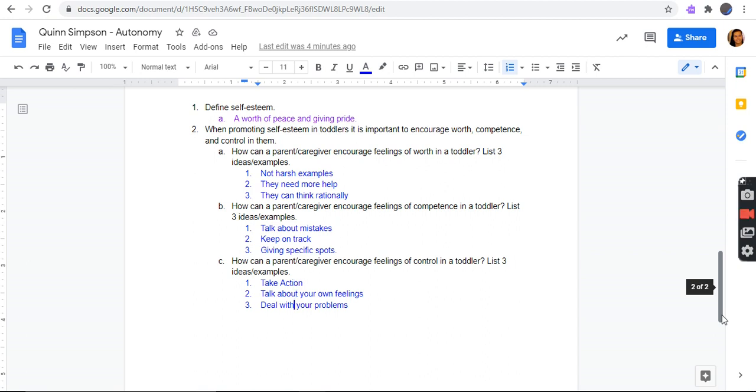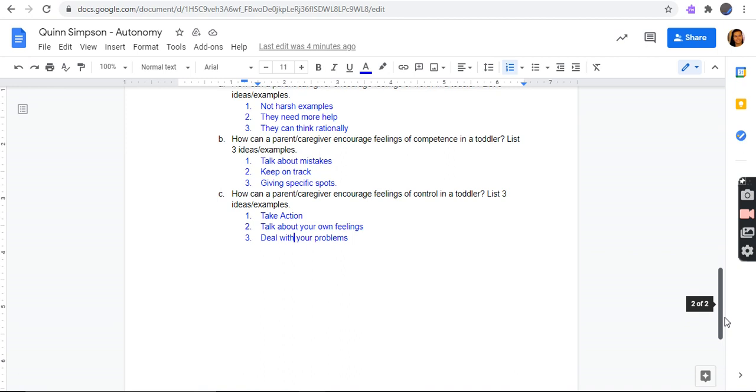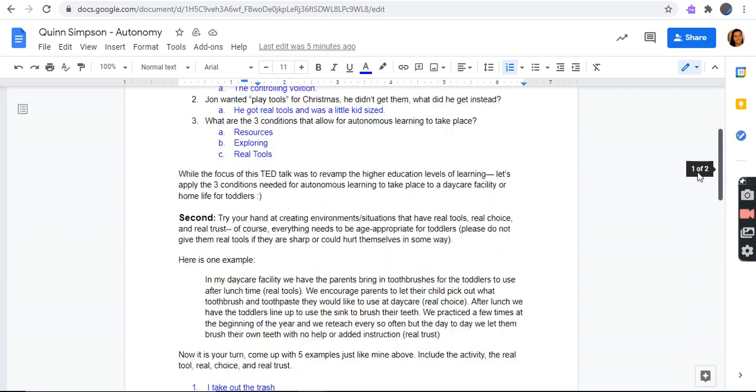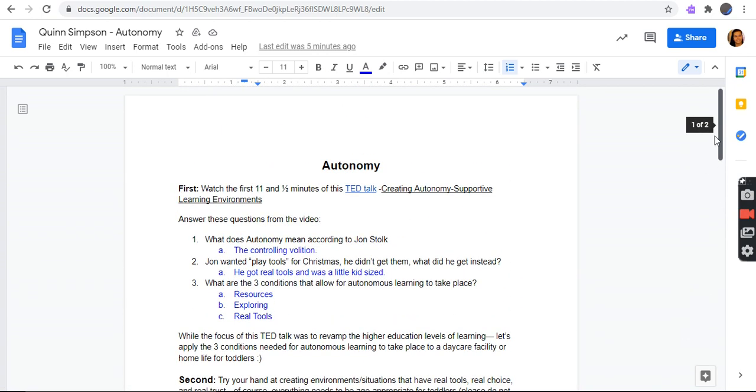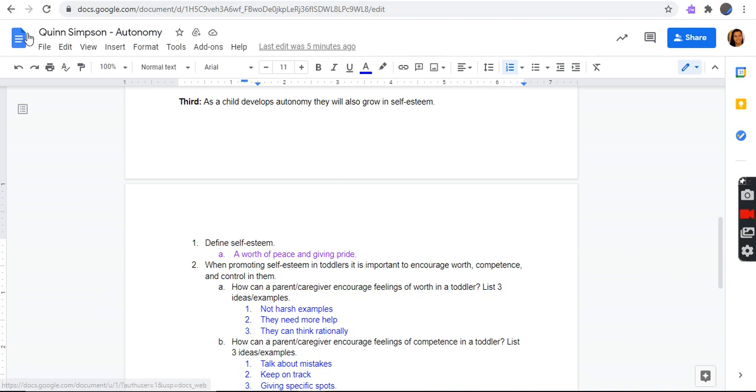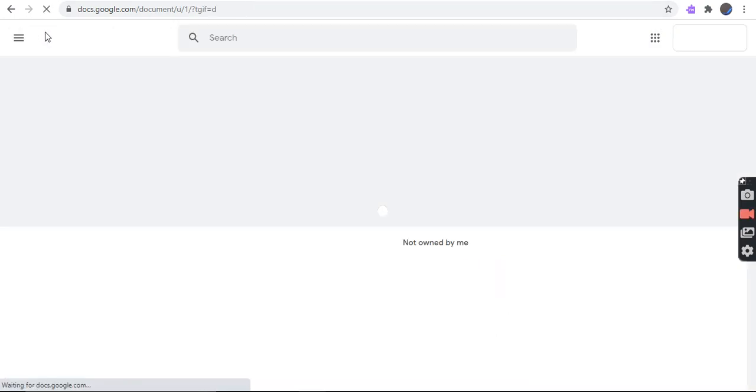How can a parent or caregiver encourage their feelings of competence in a toddler? Talk about mistakes, keep on track, and give specific praise. How can a parent or caregiver encourage their feelings of control in a toddler? Take action, talk about your own feelings, deal with your problems. But if you're like an adult or so, you must do that. Pardon me.